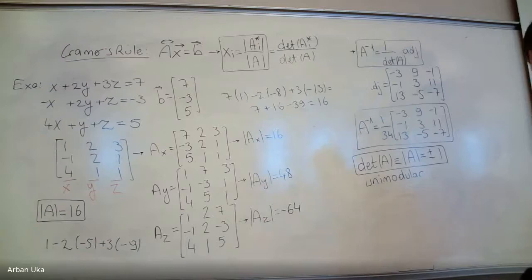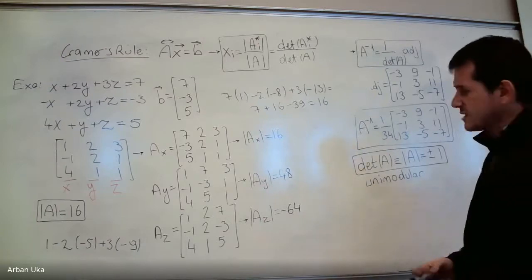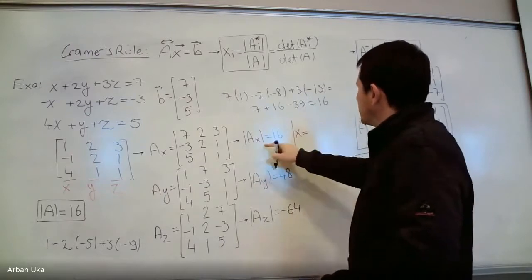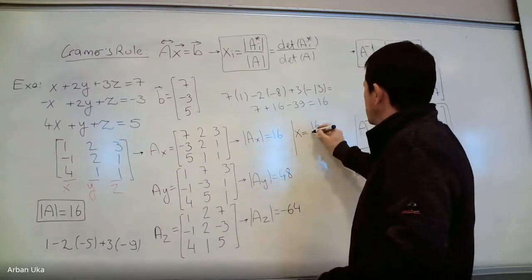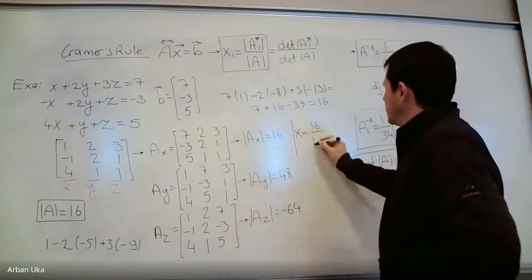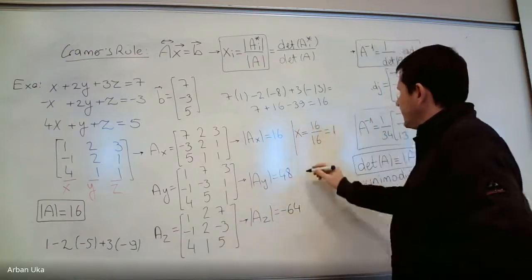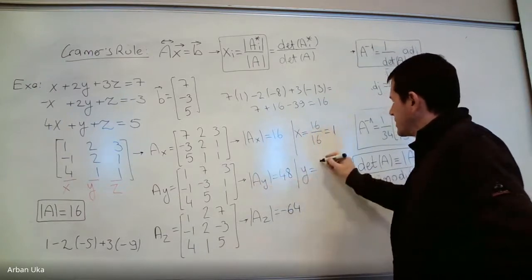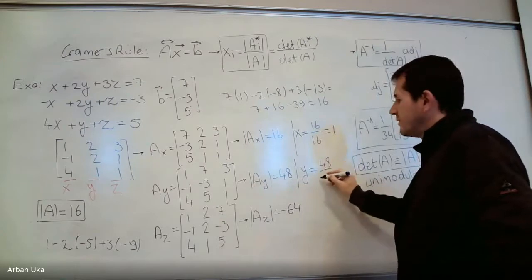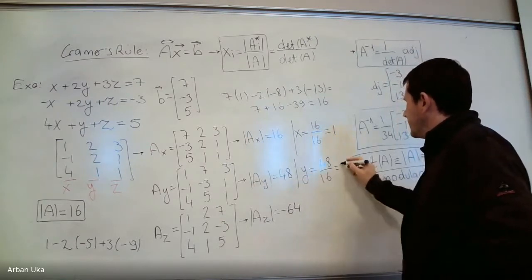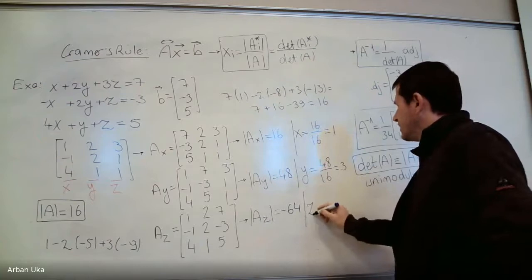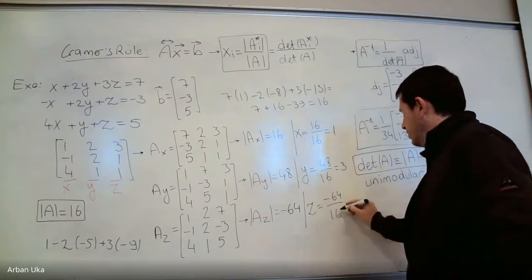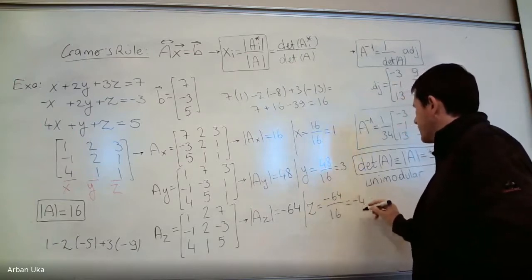Okay, and what Cramer's rule states is the following. It says that the variable x is equal to the determinant of Ax, which would be 16, divided by the determinant of A. Divided by 16, this is 1. Then y is equal to the determinant of Ay, which is 48, divided by 16, this is equal to 3. And finally, the value of z is equal to minus 64, divided by 16, this is minus 4.